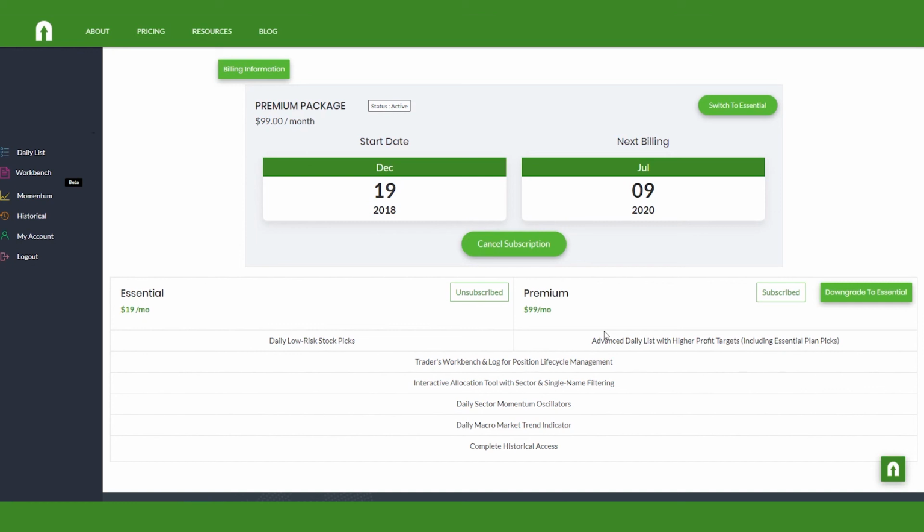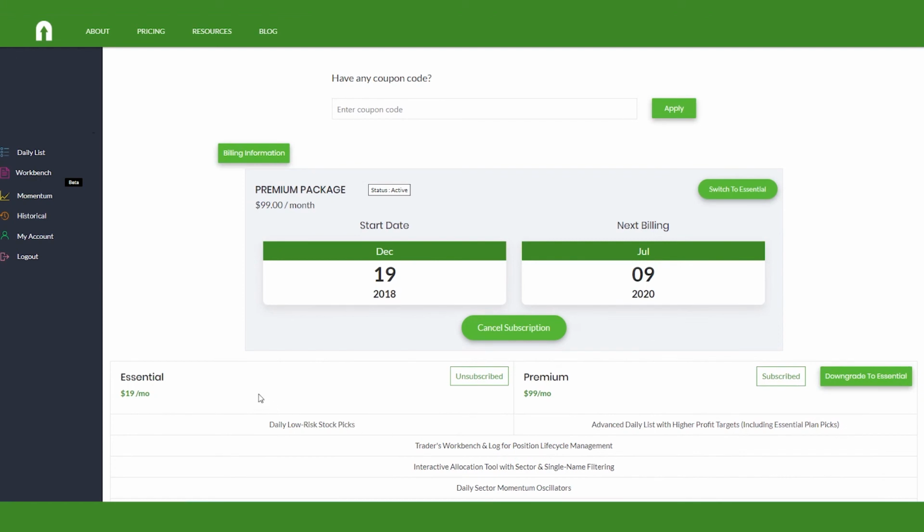But both of the account types come with the Trader's Workbench, the allocation tool, the sector and macro market indicators, as well as the complete historical access. So you can keep track of how the stocks are doing that FinClub picks. Even if you decide not to trade along with them, you can see how well their stock picks are.